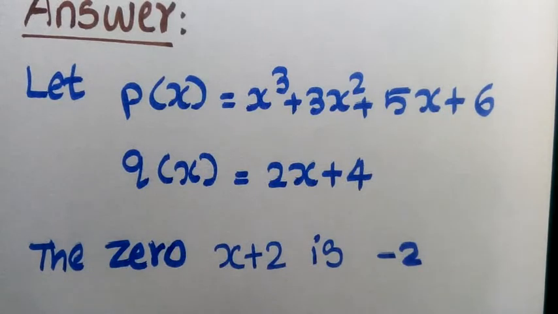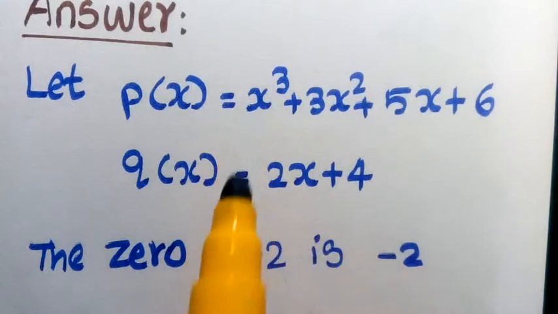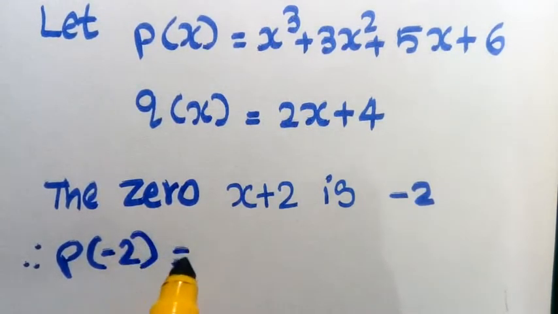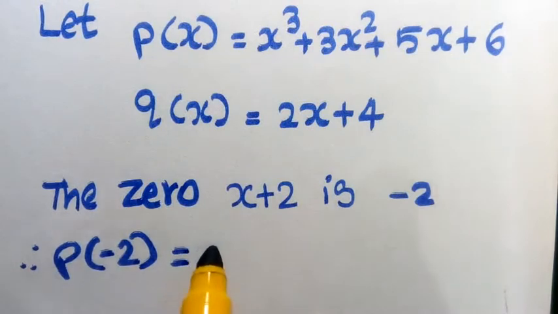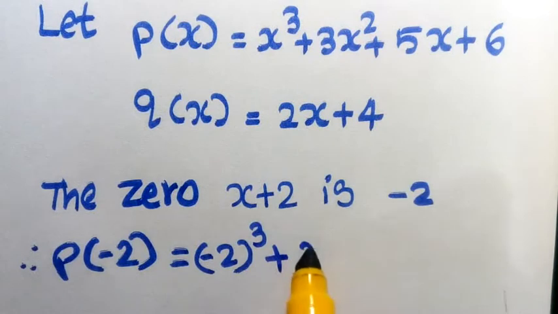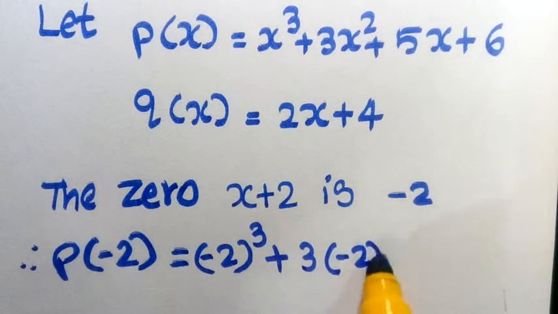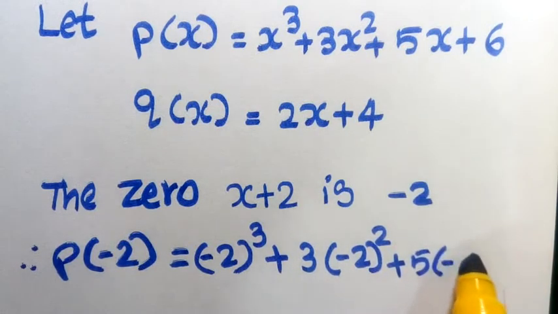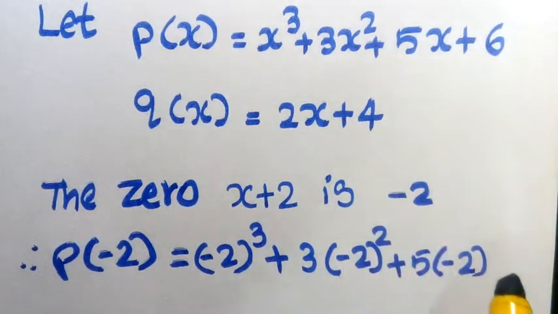Next we need to substitute the value of x, that is minus 2, in the given polynomials. First let us substitute the value of x in p of x. Therefore, p of minus 2 is equal to x cube, so minus 2 cube plus 3x square, 3 into minus 2 square plus 5x, 5 into minus 2 plus 6.